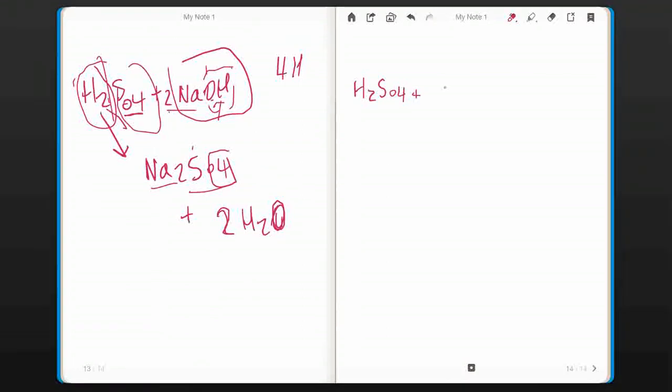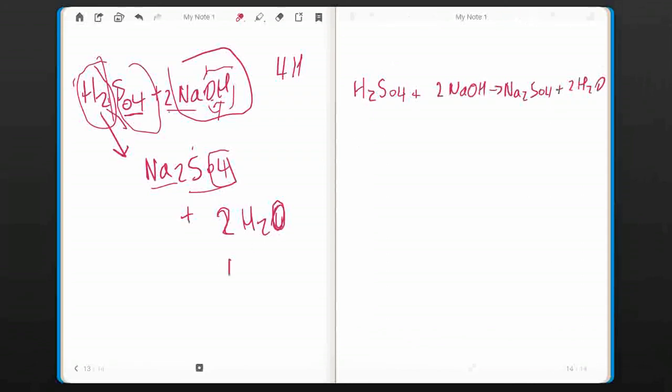H2SO4 plus 2NaOH goes to Na2SO4 plus 2H2O. So that all balances out. So you really just have to do it one step at a time without changing the formulas of each thing. So for example, I couldn't have just done H4O because that wouldn't be water anymore. I have to change it to 2H2O.